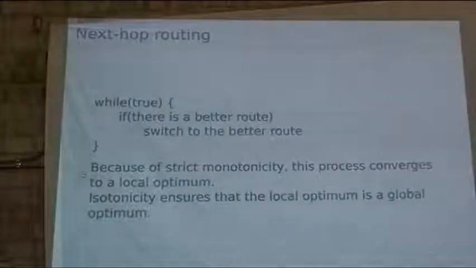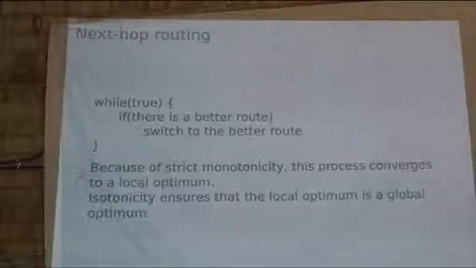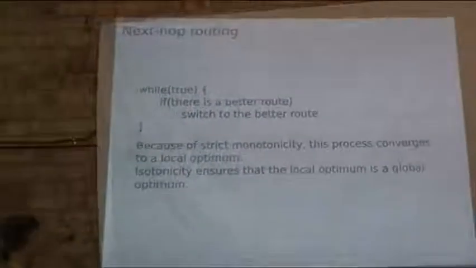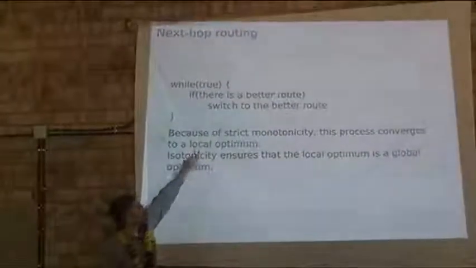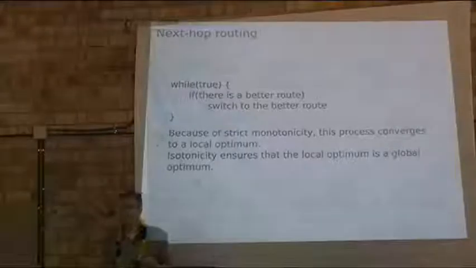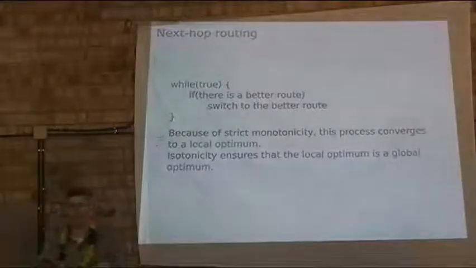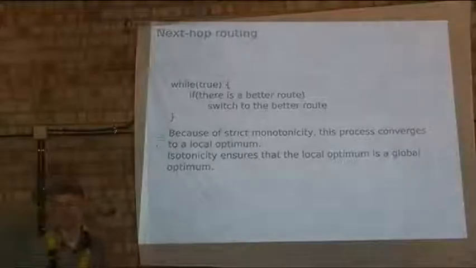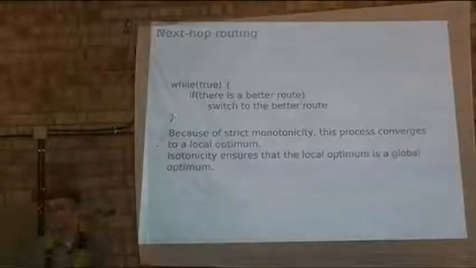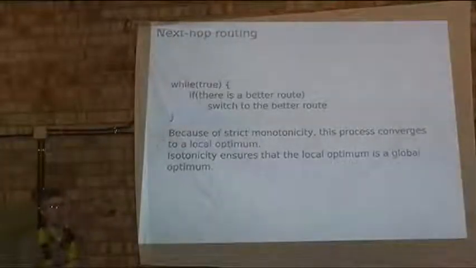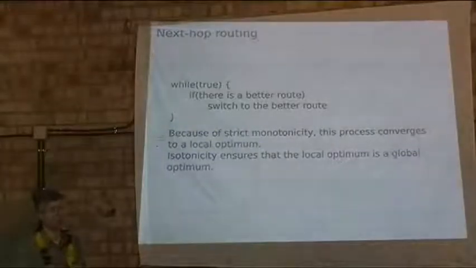Now, strict monotonicity tells us that this process is going to converge. Strict monotonicity says that you cannot infinitely find ever better routes and keep going. And when you converge, you can no longer find a better route. So every node in the network has found the best route. It cannot switch to a better one. And so what you have is a local optimum. Nobody can improve his own situation by switching to a different route.